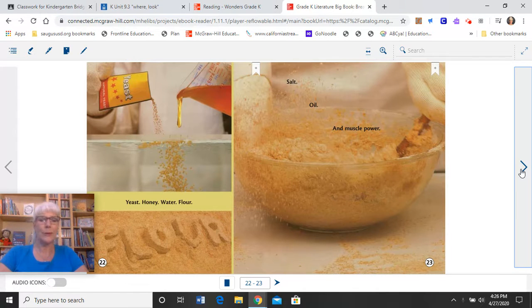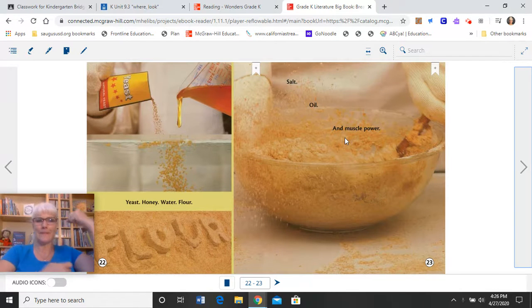Here we have our pictures of our ingredients. Do you remember what this one was called? Yeast. And you can see he's putting it into the water. The yeast and the flour are going to work together because you need the sugar and the yeast to create that effect we're going to talk about. So there's the flour that we made from the wheat, and salt and oil.